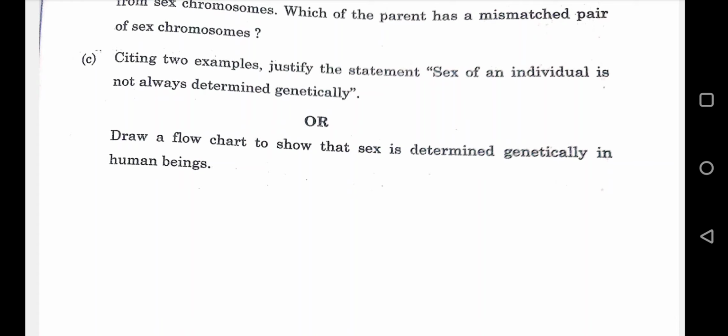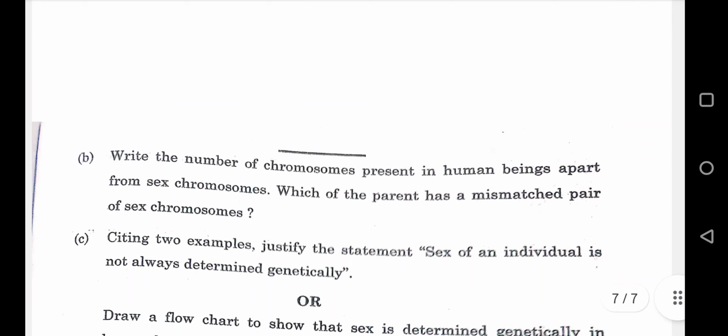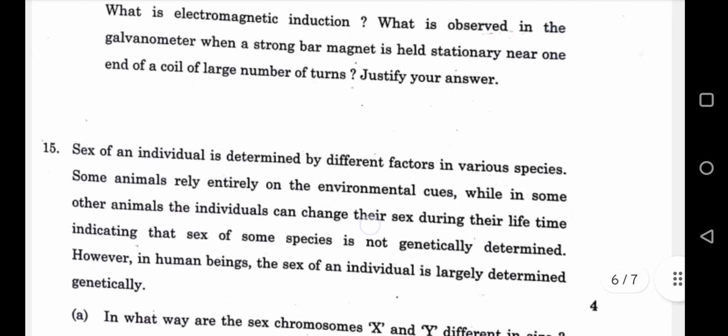So you have to draw the flowchart: AA plus XX, then AA plus XY, and the crossbreeding, then A plus X, A plus X, A plus Y, and then daughter and son. So it is very easy. The whole paper was very easy. Relative to the maths and English papers, the science paper was the easiest one.